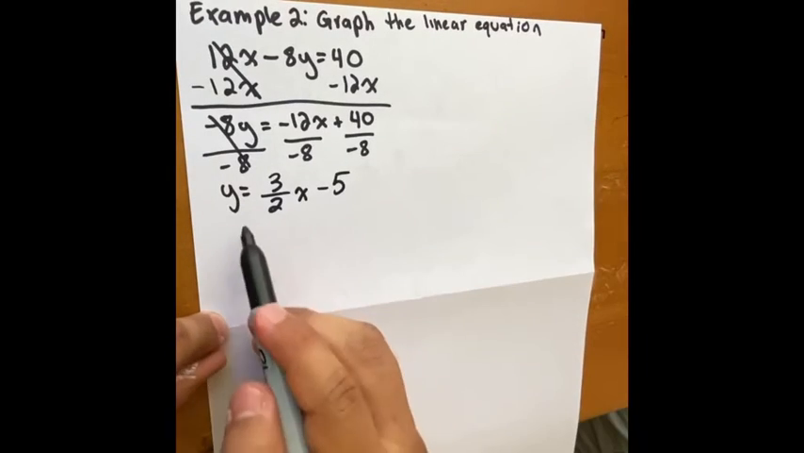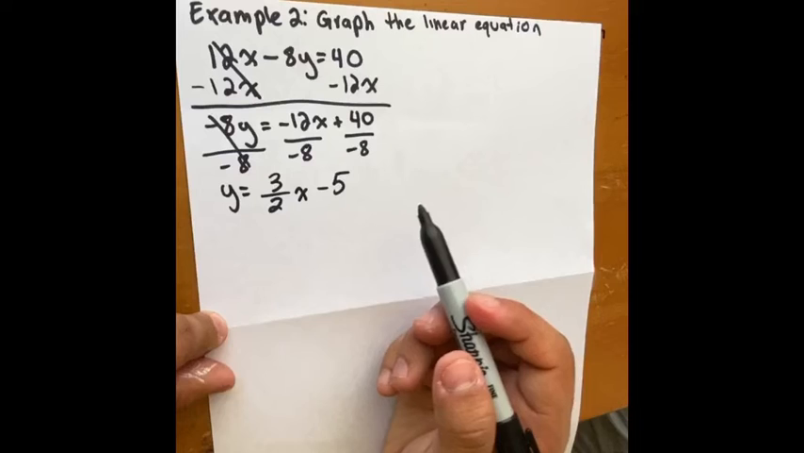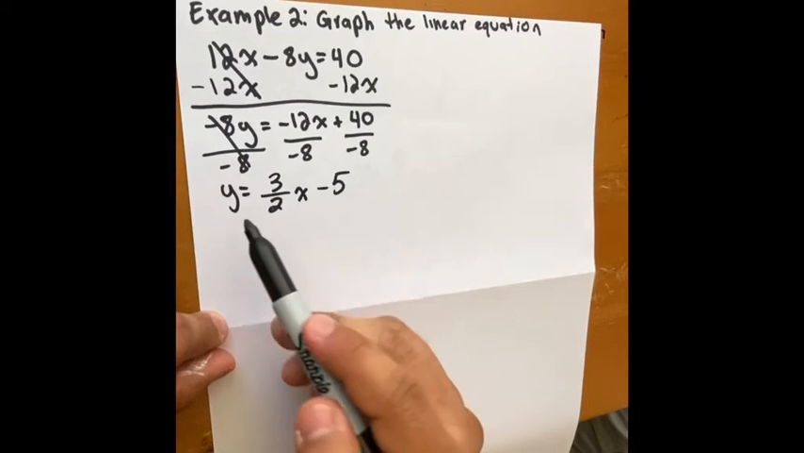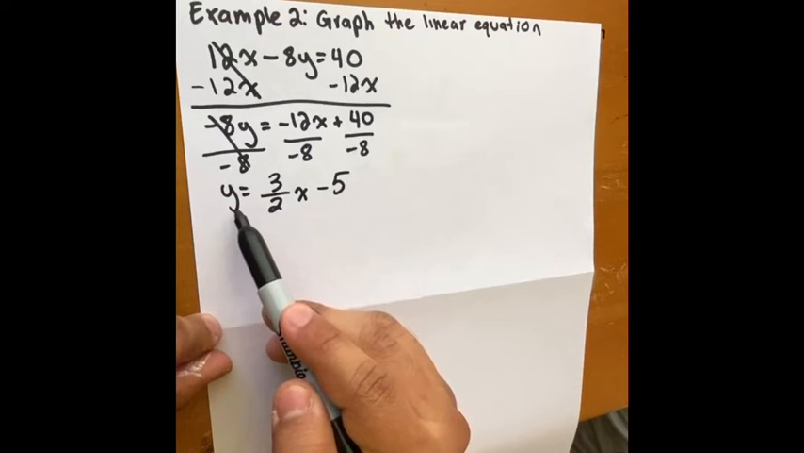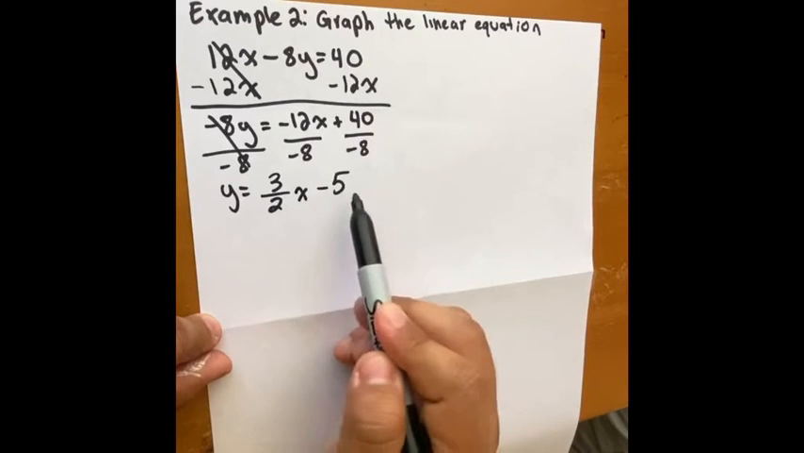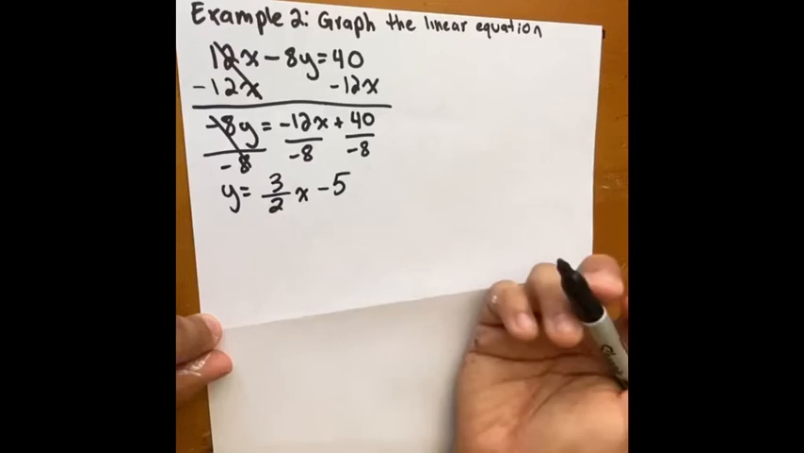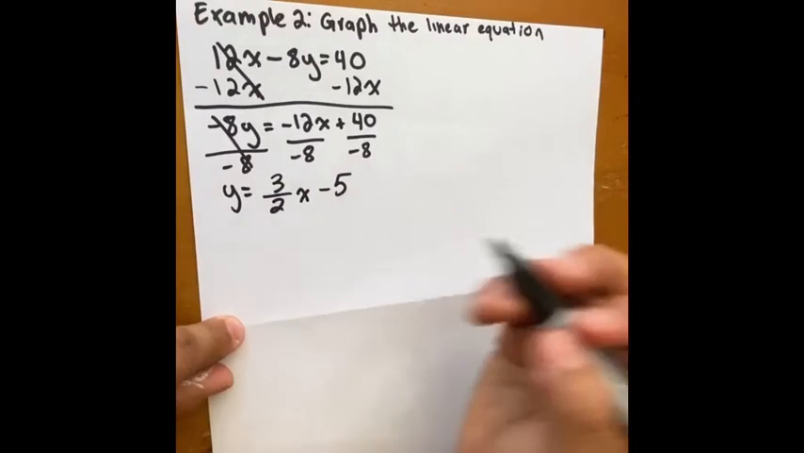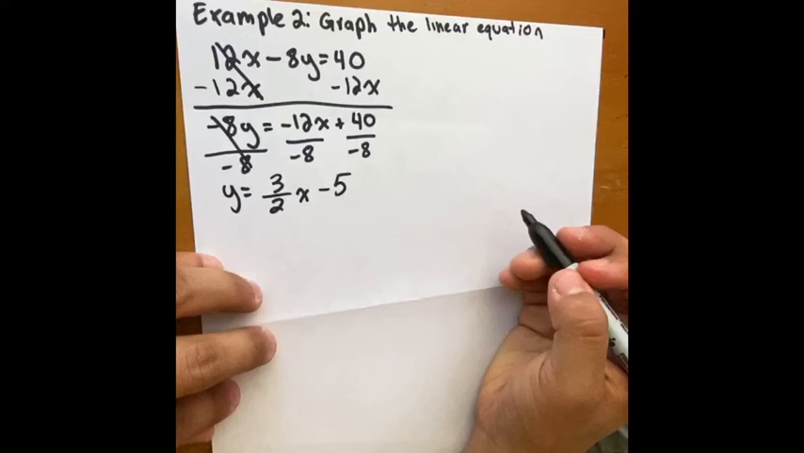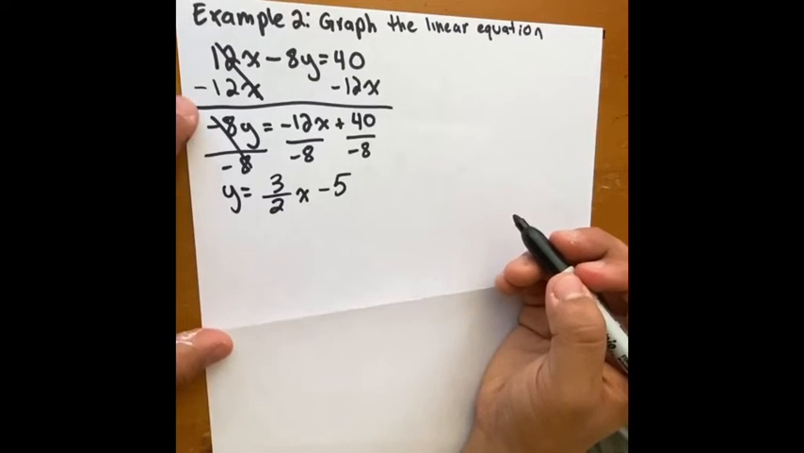And now I have my linear equation in slope-intercept form. I know this is slope-intercept form because the y value is by itself. So I have y equals mx plus b. So we're good to go. It's in slope-intercept form, so I can go ahead and graph this linear equation.